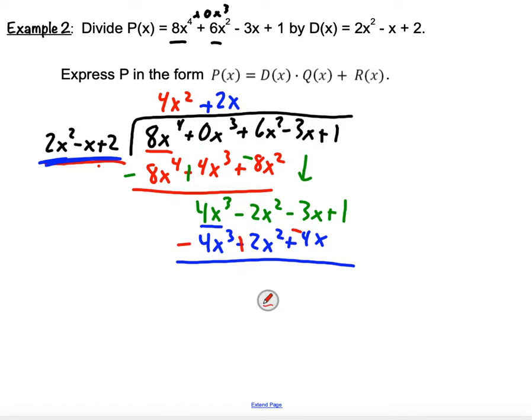Adding them together, the 4x to the thirds are gone. And actually, the 2x squareds are gone because when you add them together, they're 0 as well. And so now I'm getting a negative 7x plus 1. Now, we are going to stop at this point. The reason why we're stopping is because the highest power of x right now in our remainder right there, what we're trying to see if anything else goes into it, is less than the highest power of what we're dividing there by, the divisor.